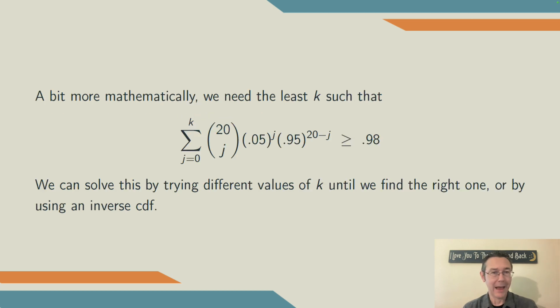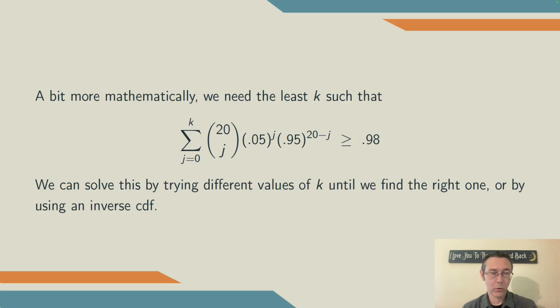A bit more mathematically, sort of unpacking that probability statement, we need the least number k such that the sum of the probabilities of j absences, where j is less than or equal to k, is at least 98%. So what we're doing inside of that summation is finding the probability of 0 absences, 1 absence, 2 absences, etc., all the way up to k.